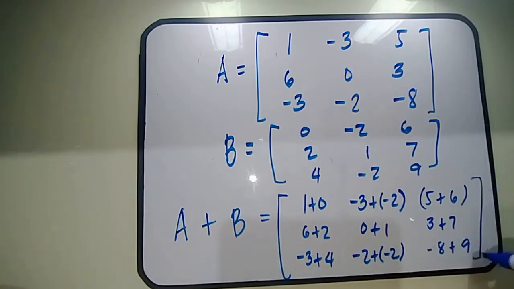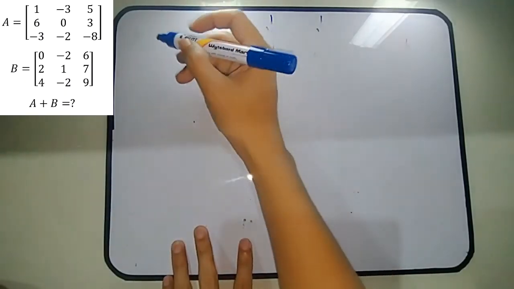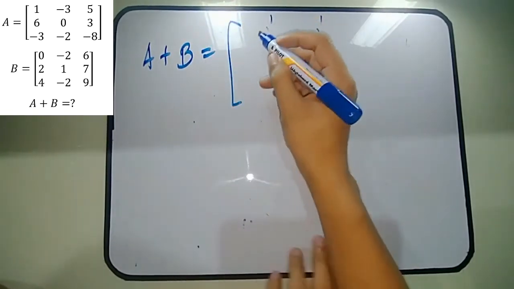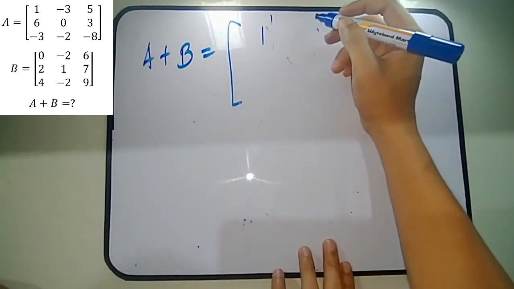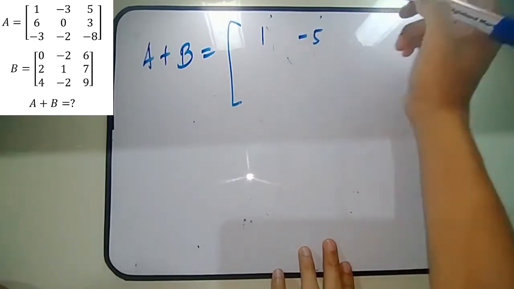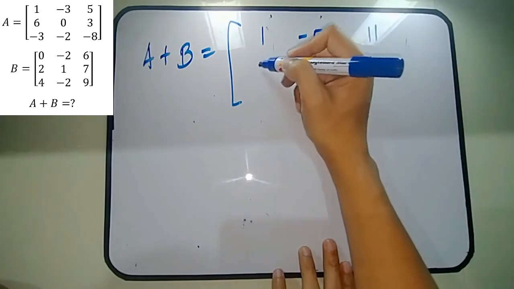Now, i-simplify lang natin to guys. So, simplifying guys, you have here A plus B. Yung kalalabasan niya guys is of course 3 by 3 matrix din. So, you have here 1. Negative 3 minus 2, that is negative 5. You have here 5 plus 6, 11. You have here 6 plus 2, 8.